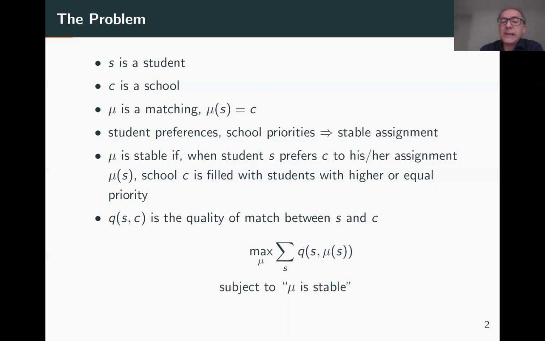And what we would like to do is pick a stable matching, and we want this stable matching to maximize the sum of those match qualities. This is student S. This is his or her matching. This is the quality that we are generating by assigning S to this school. And this is the sum over all students. And we are going to maximize this amount over all stable matchings. That's what we are going to do.